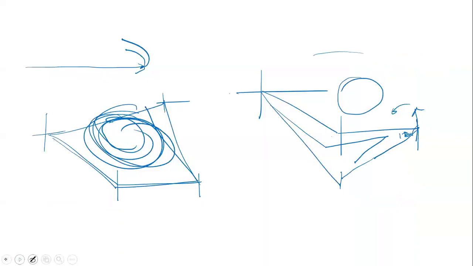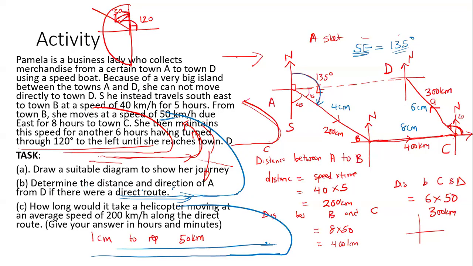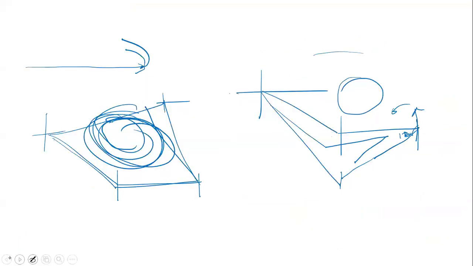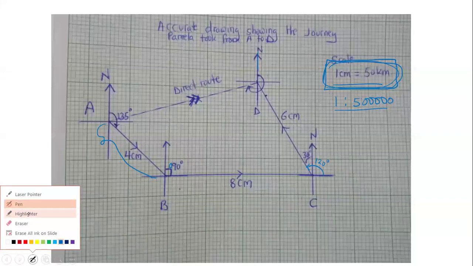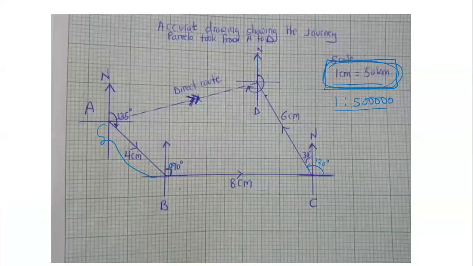Now the next part wanted us to determine the distance and direction of A from D. When they tell you from D, it means that your compass or your angle must be measured from D, if there were a direct route. Now I go back to my diagram, meaning that I'm going to place my protractor at point D. This is where my point D is. I place my protractor like this.